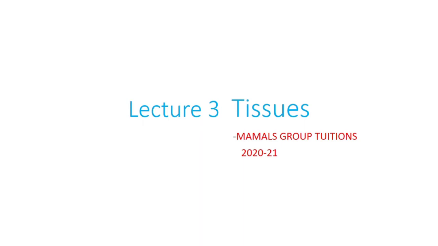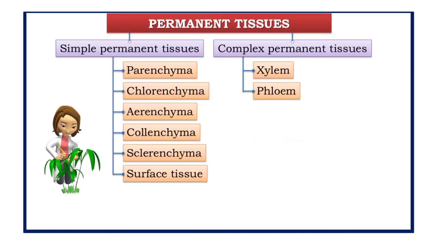Studied the complex permanent tissue in plants. So let's move further to understand the conducting tissues. Now we know that the simple permanent tissues are the parenchyma, chlorenchyma, aerenchyma, collenchyma, sclerenchyma and surface tissue. And we have seen all of these tissues in detail. Now we are going to understand the complex permanent tissue, that is xylem and phloem. Xylem and phloem are considered as the conducting tissues in plants.